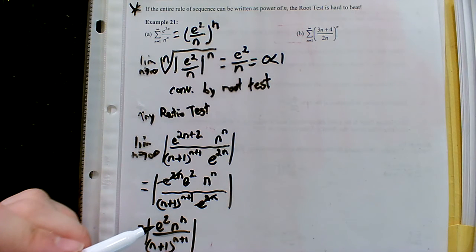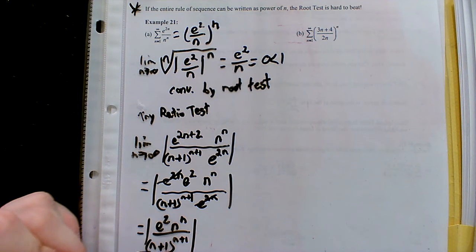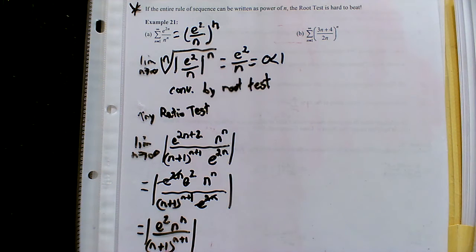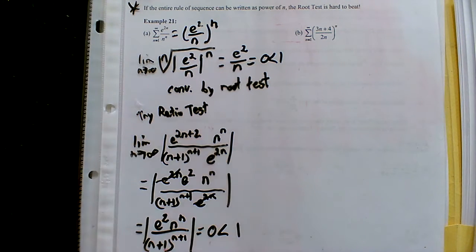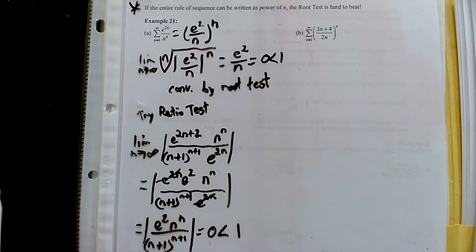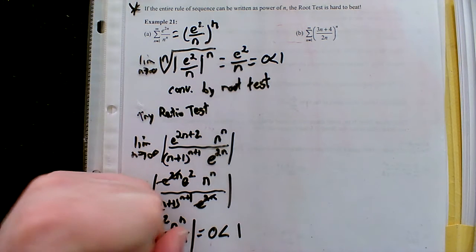So the e squared is just a number. Then we have the n to the n and the n plus 1 to the n plus 1. So what do you think the limit is actually going to be for this one? Careful, the powers are different. Okay. 0, the bottom is growing faster than the top. So 0, that's less than 1. So now by the ratio test, what do we know? Converges by ratio test.